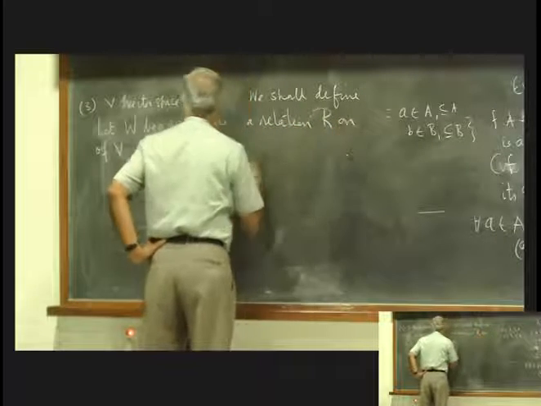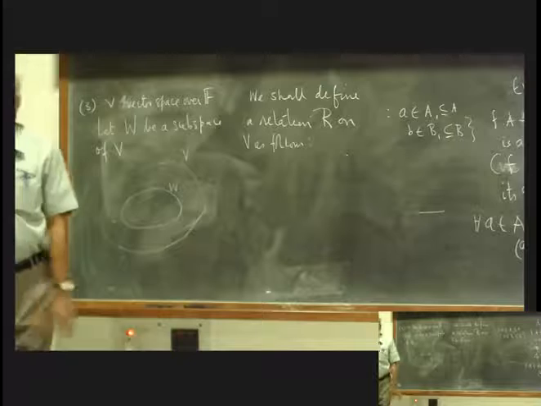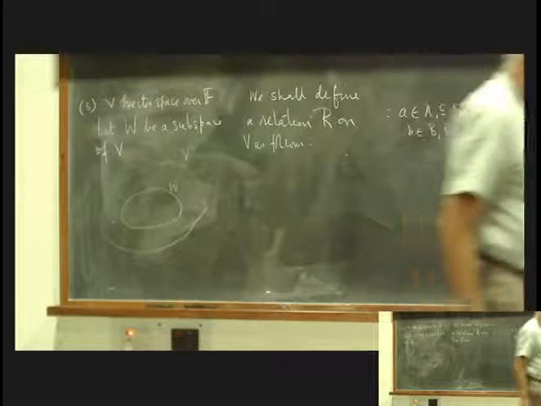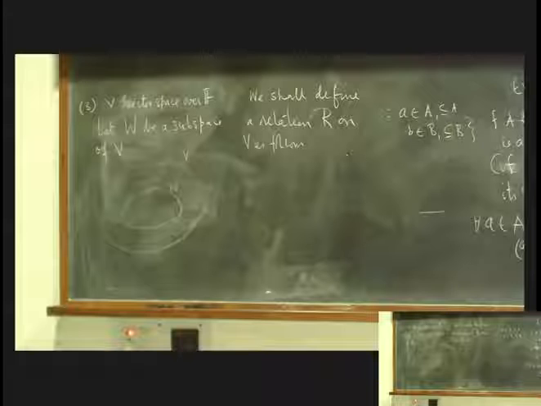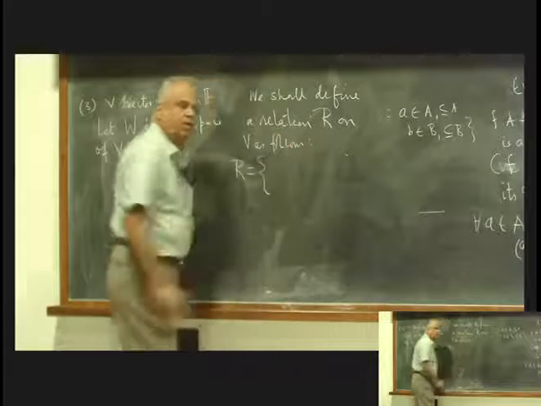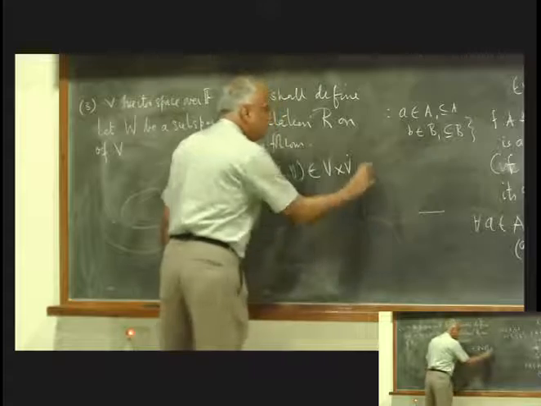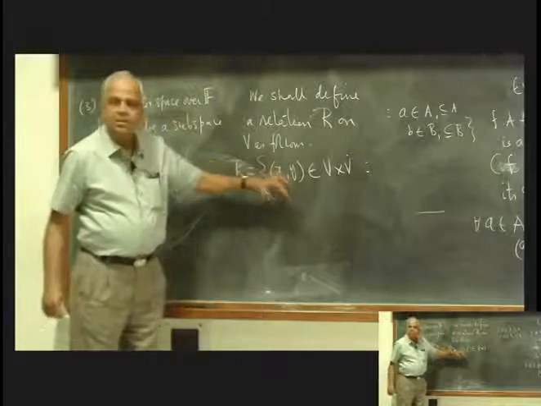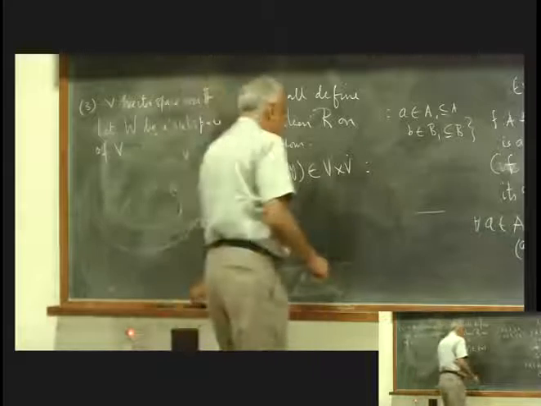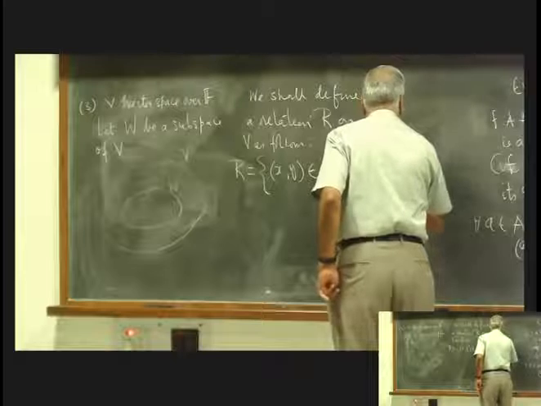R on V as follows. It's a relation on V, therefore I must say how a vector x in V is related to a vector y in V. So for x, y, I am going to take this relation. It should be a subset of V cross V. So I must take (x, y) belonging to V cross V, and then I will say x is related to y, provided x minus y belongs to W.